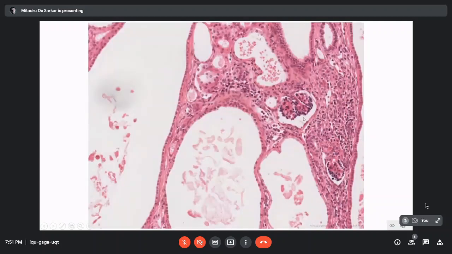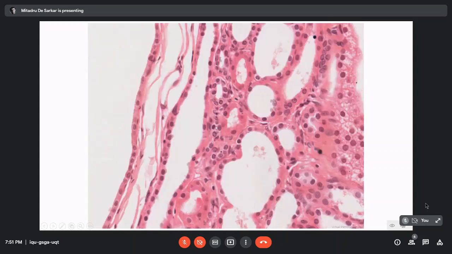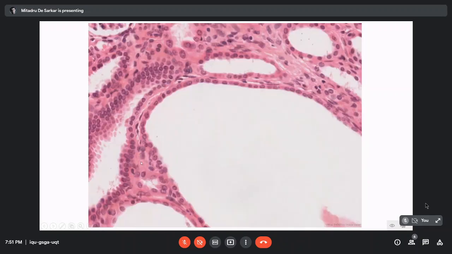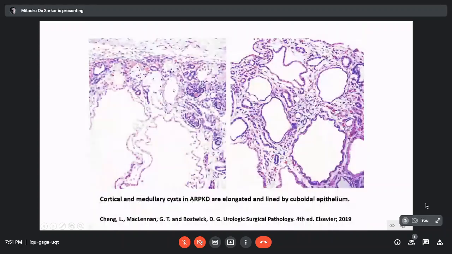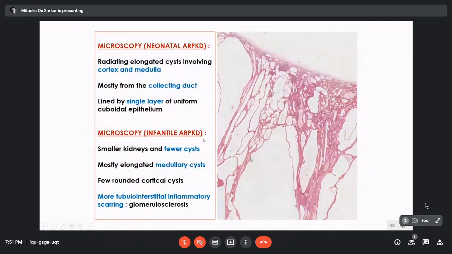Normal glomeruli are also seen in this picture. There is a little bit of interstitial inflammation happening. So the PCT appears to be normal, whereas you have got an elongated collecting duct towards the left-hand side of the picture. The cysts are lined by bland, low cuboidal epithelium, and that is how they look, basically.